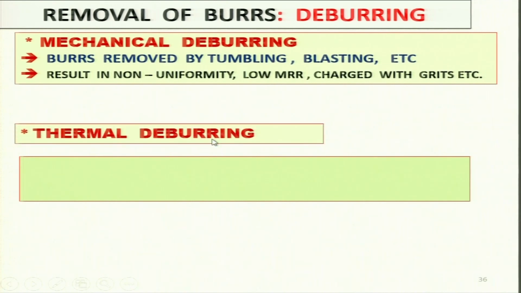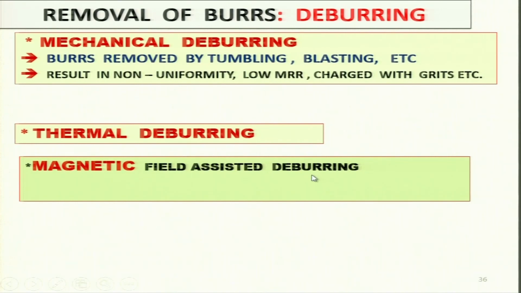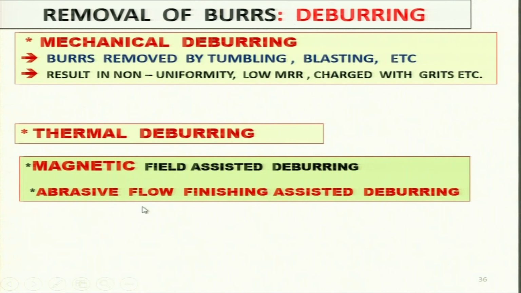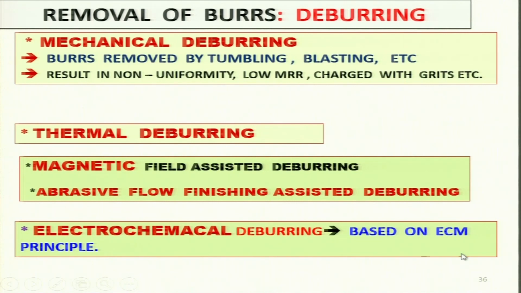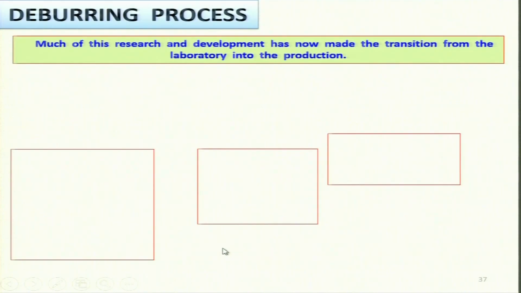Then thermal deburring, because these burrs are very sharp and very fine, very small thickness. We have already seen various kinds of the burrs. So if you subject them to a very high temperature, then they may get burned out or they may get removed from there. Apart from the thermal deburring, you can have the magnetic field assisted deburring. I have already shown to you one example by MAF process. Then you can have abrasive flow finishing assisted deburring also, because all kinds of finishing processes, nano finishing processes can be used for deburring purposes. Then electrochemical deburring based on ECM principle, that is what we are discussing today. Deburring process.